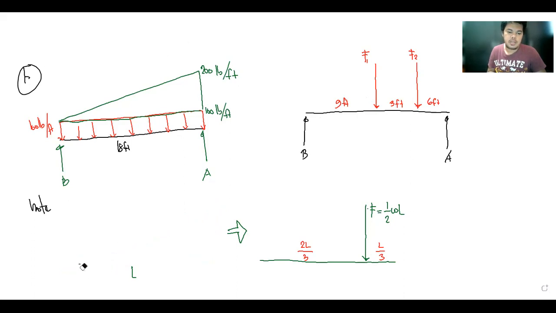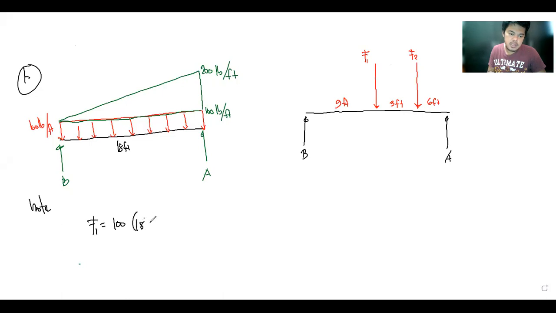We'll erase this one to give us room for the calculation. Now we proceed to the solution. We begin by calculating F1. F1 is equal to 100 pounds per foot multiplied by 18 feet, so that would be 1,800 pounds.